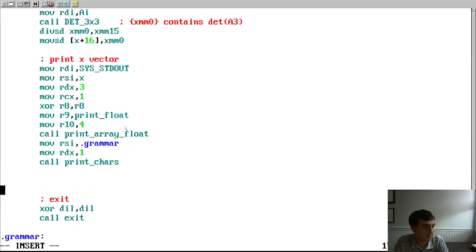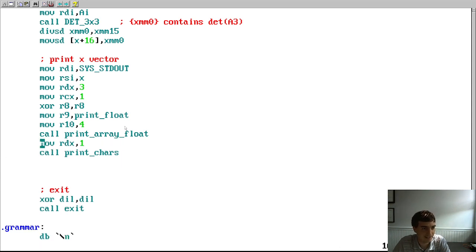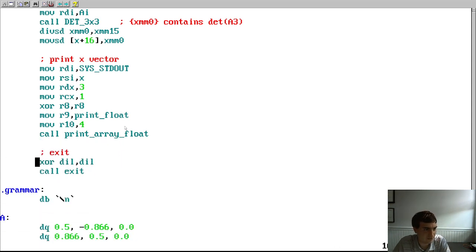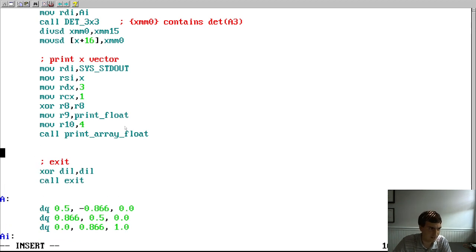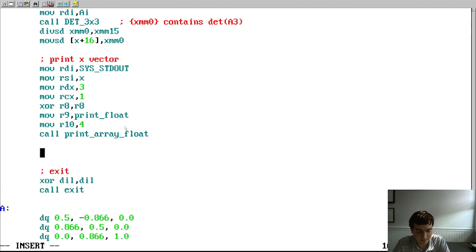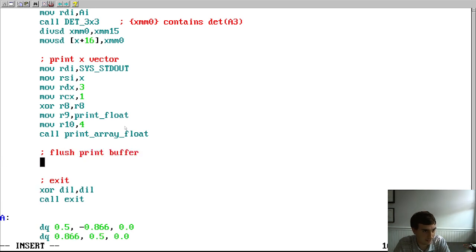Oh, I have to flush the print buffer. I'm so dumb. Okay. I don't even need this. I'm thinking to myself, what's going on? Why is this wrong? I guess you can see me trying to debug something in real time. You don't need to have that. So, flush print buffer. Novice mistake. I'll just say call print buffer flush. Right? That's what it is.